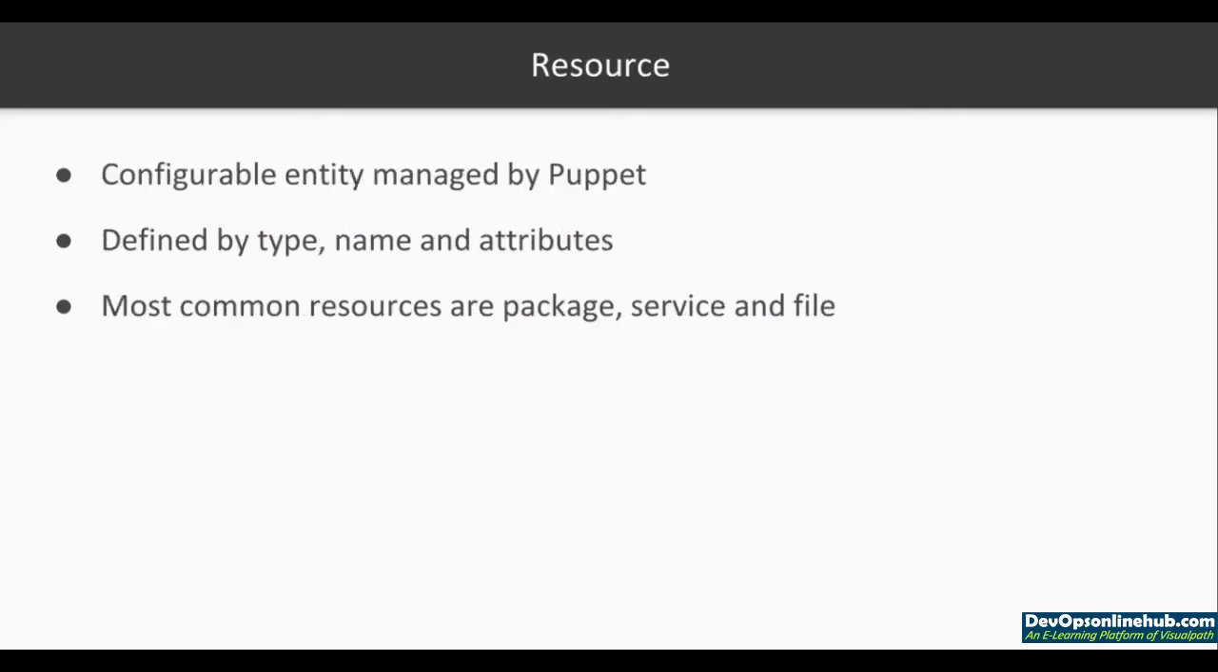Resource. Resource is a configurable entity that can be managed by Puppet. Every resource has to be defined by their type and identify a name, various attributes, and their respective values. They can be packages, services, or files.